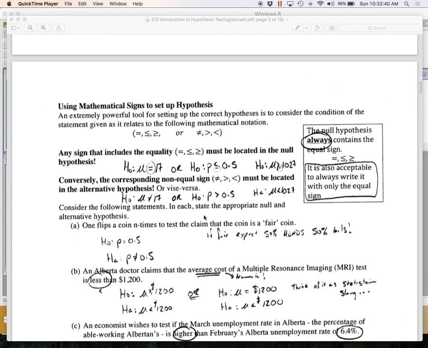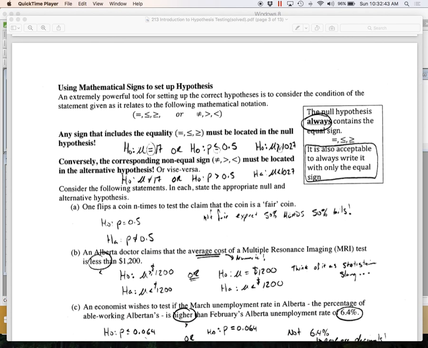Now, setting up the hypothesis is extremely, extremely important. It's one of the only things that a computer can't do. So it's very, very necessary for us to know how to do it properly. Okay, so the thing that never lets me down is that the null hypothesis always contains the equal sign. Either the equal sign, the less than or equal sign, or the greater than or equal sign. One of those three must always be in the null hypothesis.